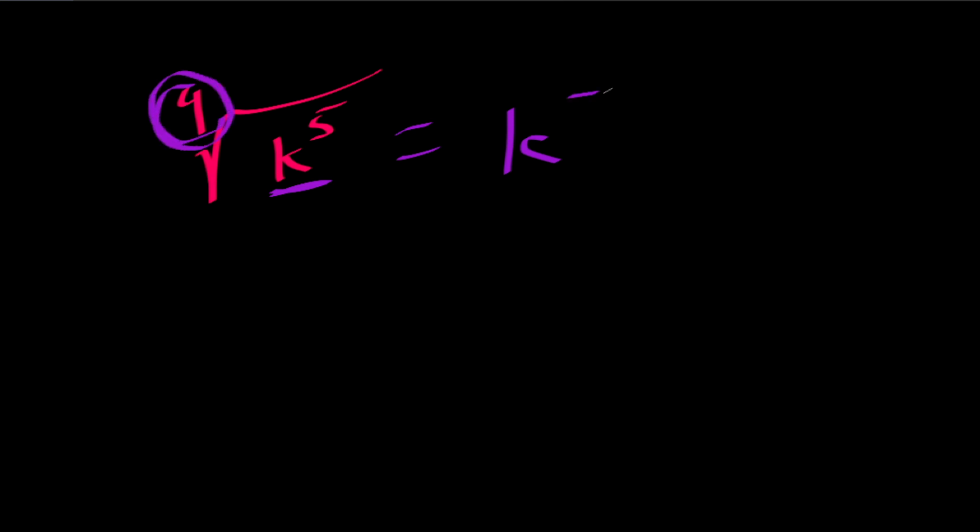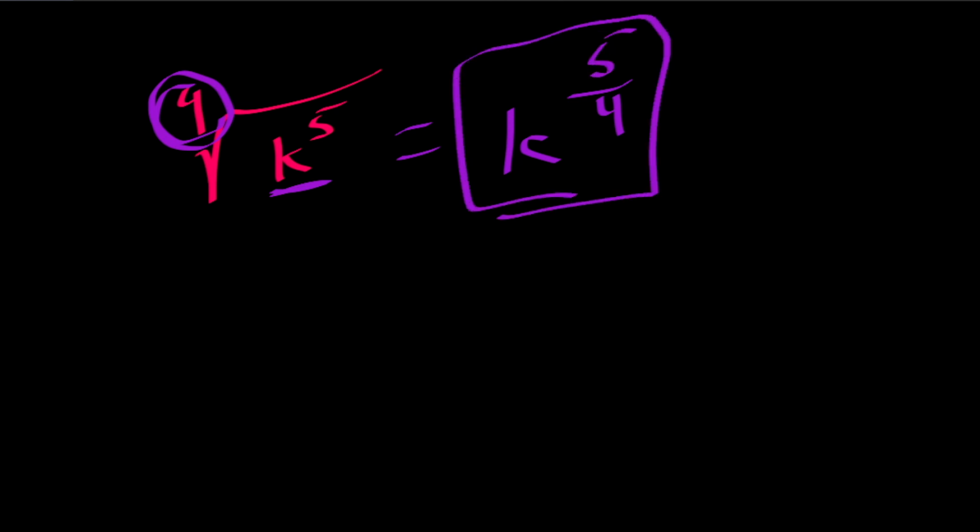So let's say I gave you the 4th root of k to the 5th. What would that look like if I wanted that as an exponent? So first thing we would do, take out k, that's our base. Then we need to structure 4 over 5 or 5 over 4. Remember, index is always denominator. So 4 goes on the bottom, 5 goes on top, and that would be rewritten.